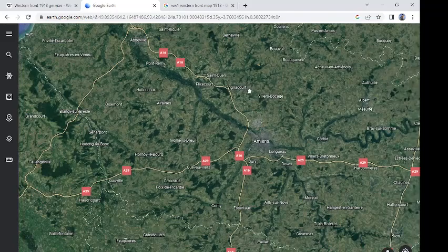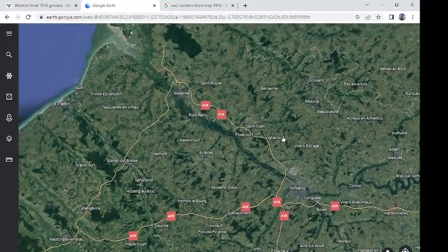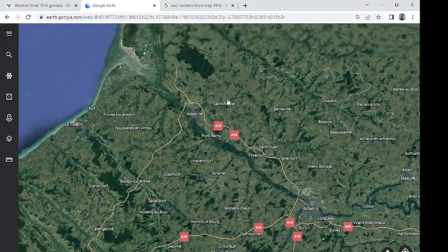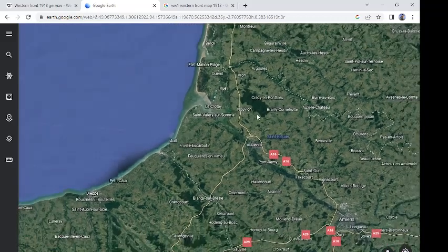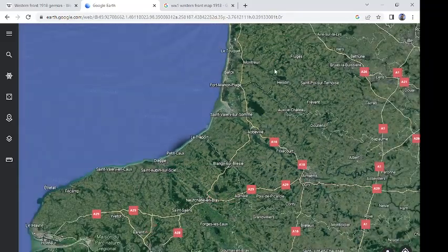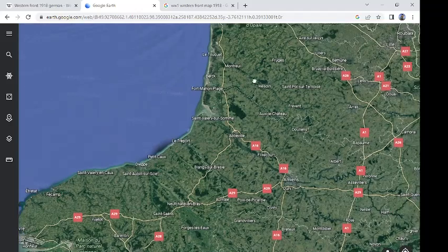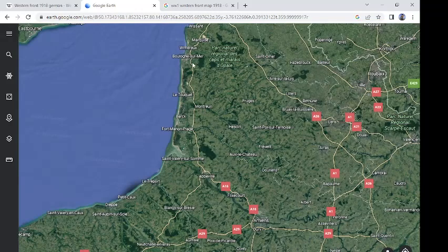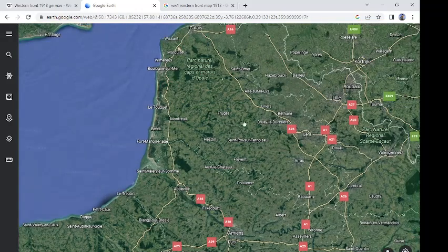But then you can also see the main roads going away from it go right past Abbeville. And it comes right up to the coast here. So it comes up to the coastal road. So you've got Boulogne and Calais up there.